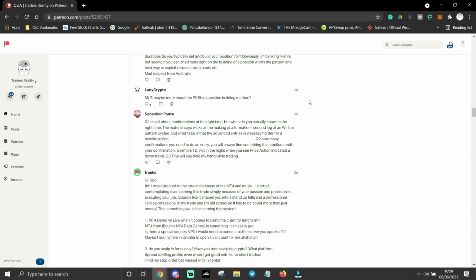It's all about confirmations at the right time, but when do you actually know it's the right time? We will never know it's the right time, my friend. The material says wicks at the making of a formation, second leg of a W, the pattern cycles. But what I see is the advanced entries is way harder for a newbie to find. That's correct. The advanced entry is harder to find because what you need to do is be staring at the charts.